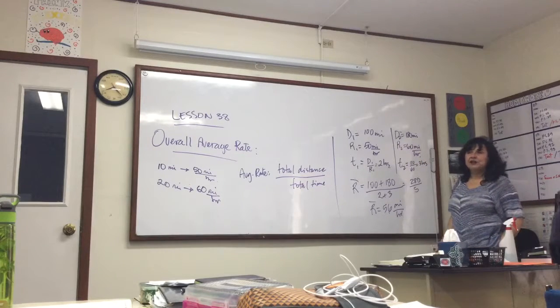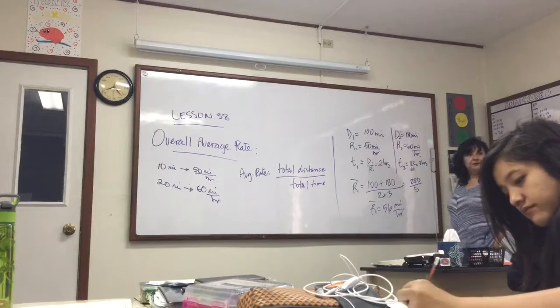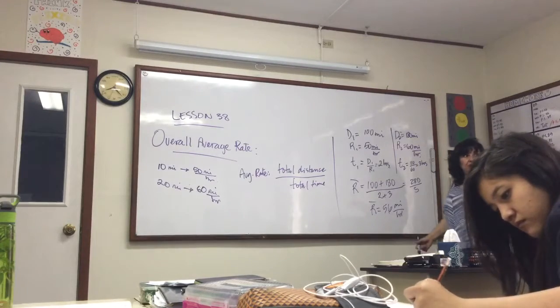In the end, rate and speed is always distance divided by time. So to find the average, it's got to be the total distance over the total time. And that's it. Questions? We're good? Got it?